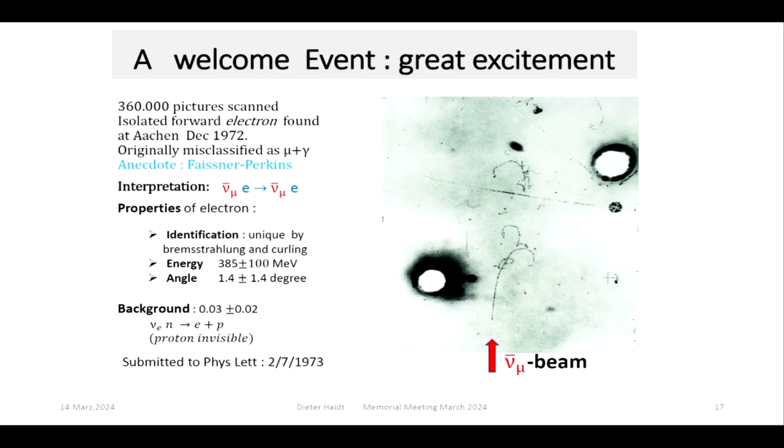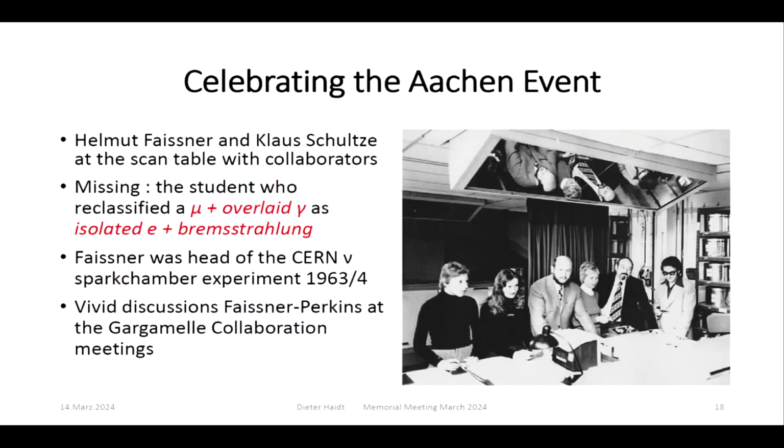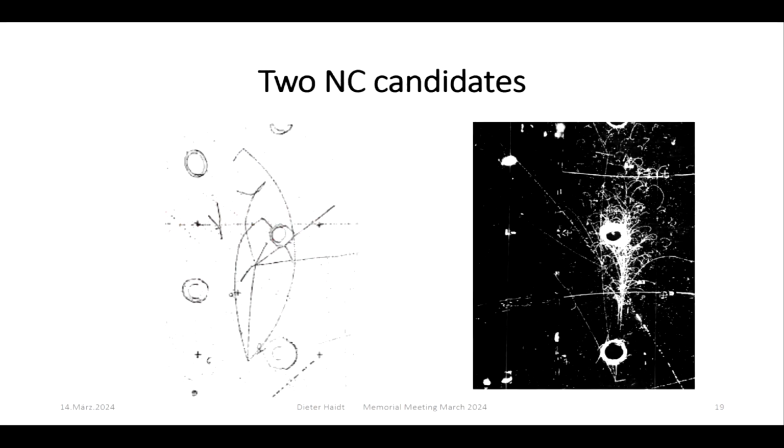And he immediately took the next plane to London, where Don Perkins was already waiting. And he waved the event in his hand, and Don Perkins was shouting, neutrino or antineutrino? When he answered antineutrino, they were very happy and had a big embrace. You can see here, when they celebrated the Aachen event, in the middle the head of the neutrino group, and two persons later was Helmut Faissner, the director of the institute, and scanning girls. Here are two beautiful candidates of neutral currents. You can see the interactions directly by eye, there was no doubt about it.